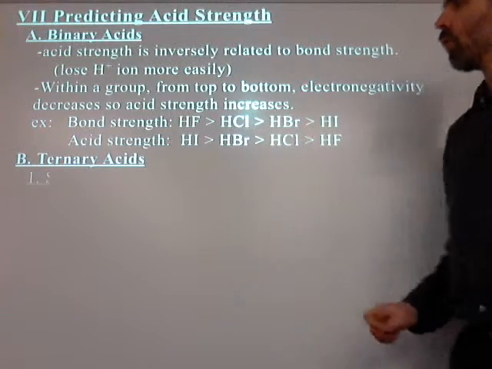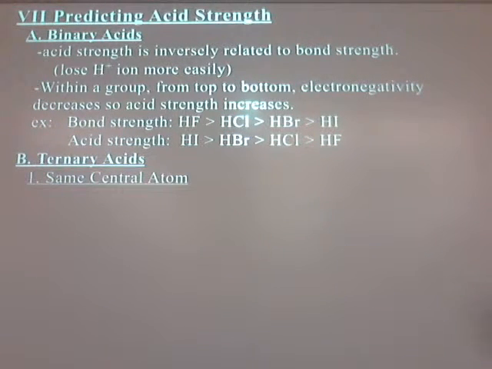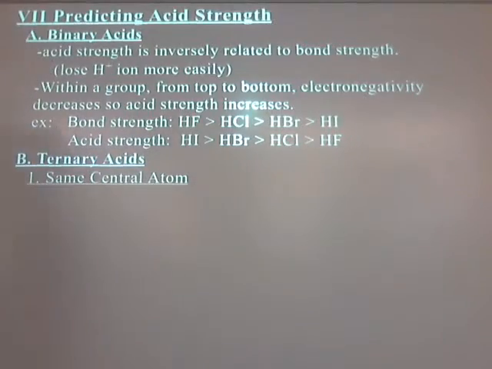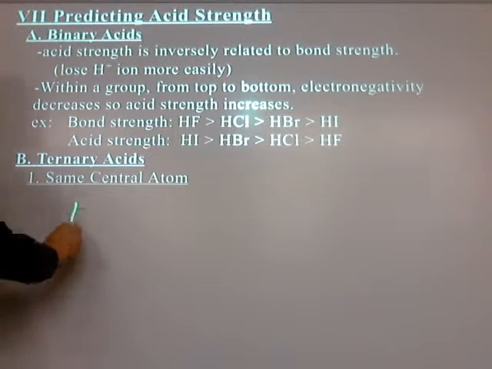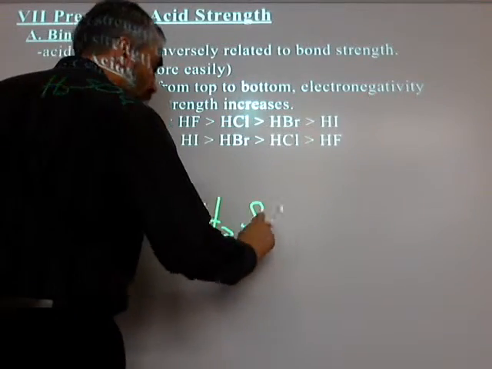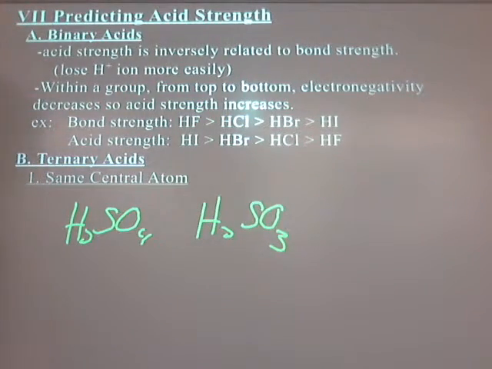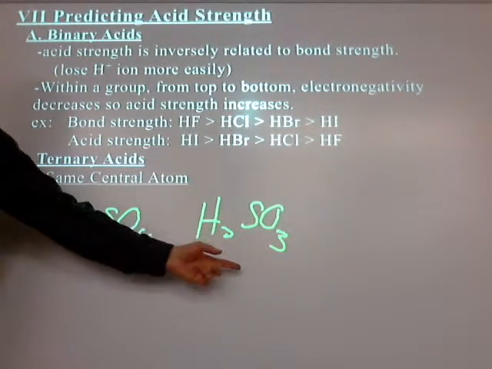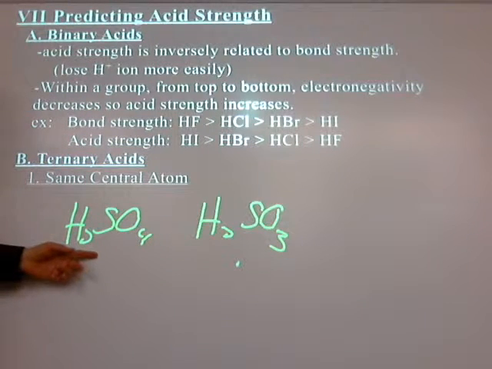The general rule for a ternary acid, if they have the same central atom, like, for example, H2SO4 versus H2SO3. You see what I'm saying? They have the same central atom, right? But they have a different number of oxygens. That's sulfuric, and this guy's sulfurous.